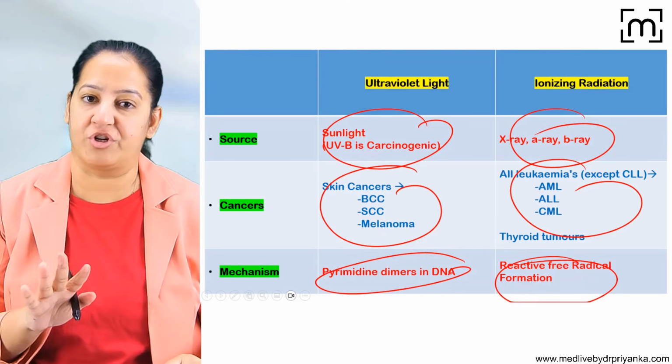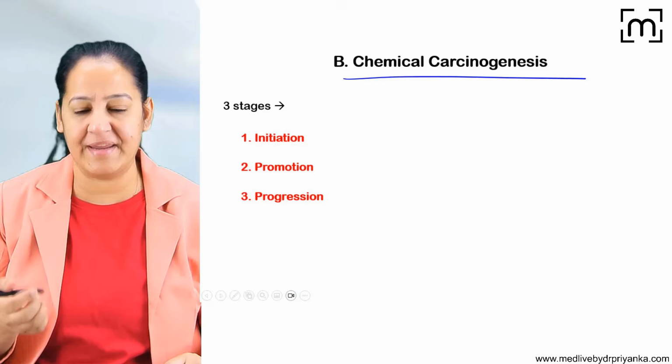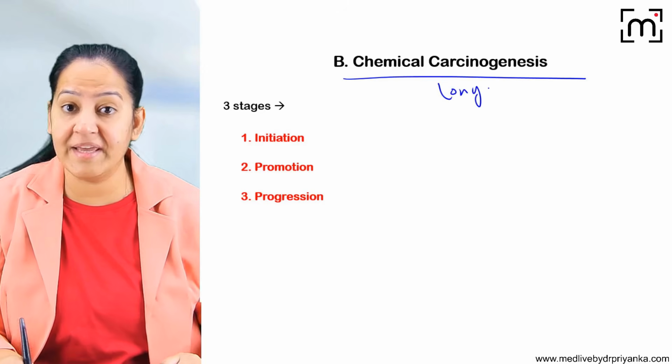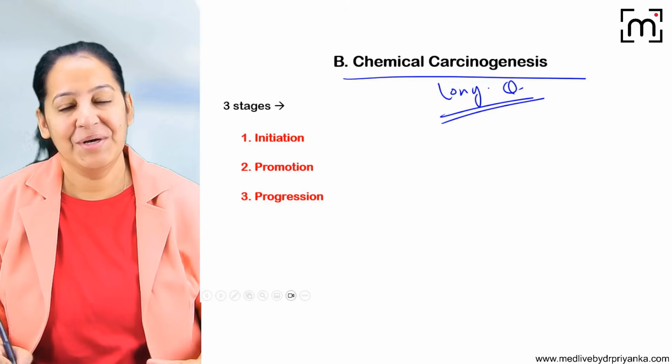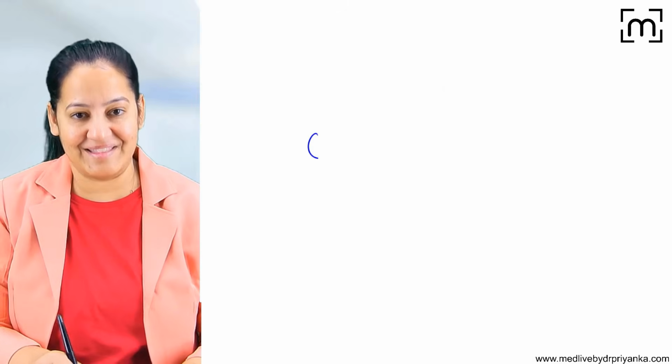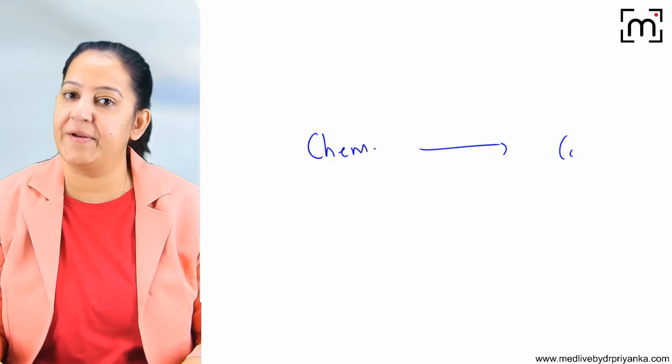In physical carcinogenesis, you get a short question, either on UV or IR, or sometimes you can get a long one also. But on chemical, you usually get a long question in your university exam. So chemicals lead to cancer. Here there is a chemical that leads to a particular cancer.